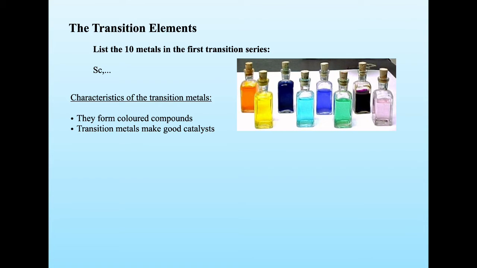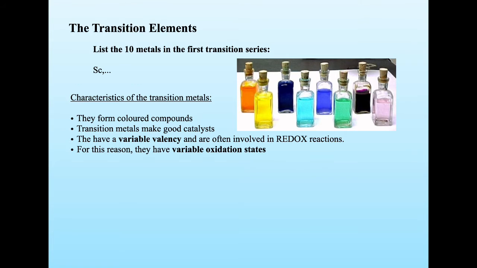They make very good catalysts. Now they make good catalysts for 2 reasons. They're good at absorbing things onto them, and also they're good at catalyzing reactions because of their variable valency. So they're often involved in redox reactions. They're often involved in electrons being lost or gained. So they have a variable valency. This means they've got variable oxidation states.